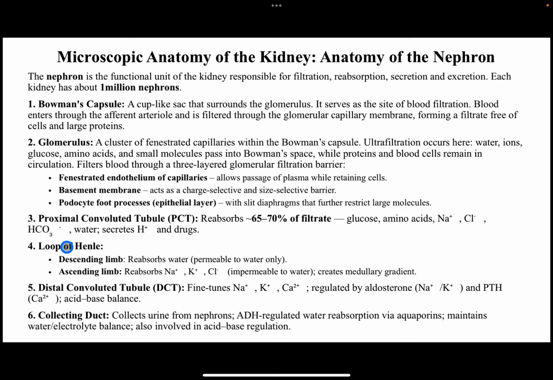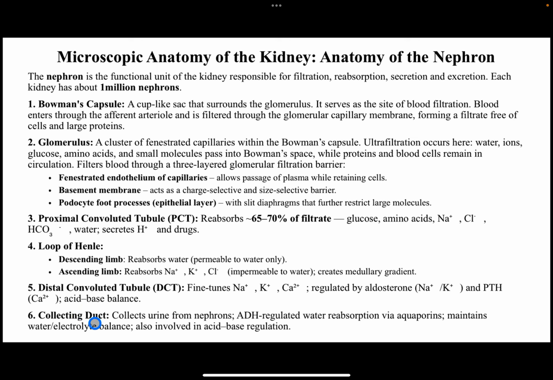drugs. Then we have the loop of Henle, with the descending limb and the ascending limb of the loop of Henle. Then we have the distal convoluted tubule, DCT, which helps to fine-tune sodium, potassium, and calcium under the regulation of aldosterone and parathyroid hormone, and plays a role in maintaining your acid-base balance.